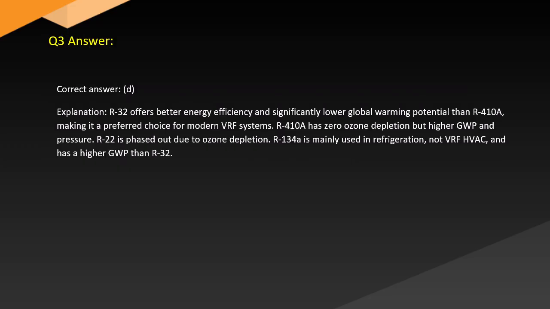Answer. Correct answer, D. Explanation. R32 offers better energy efficiency and significantly lower global warming potential than R410A, making it a preferred choice for modern VRF systems. R410A has zero ozone depletion but high pressure.